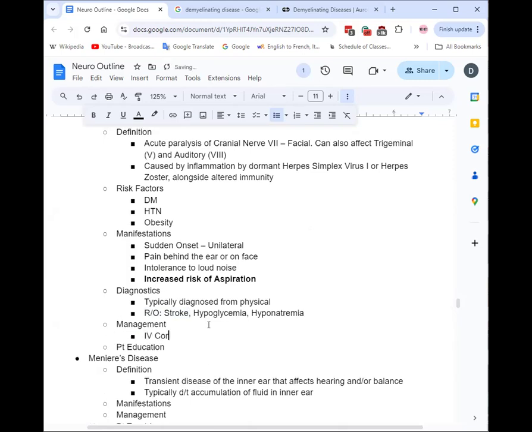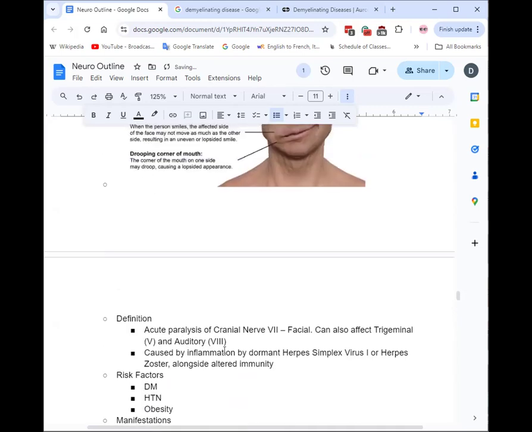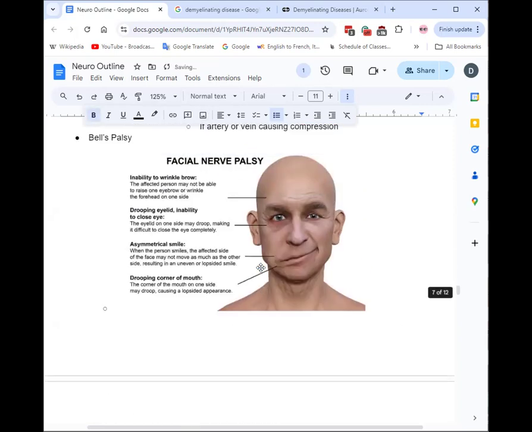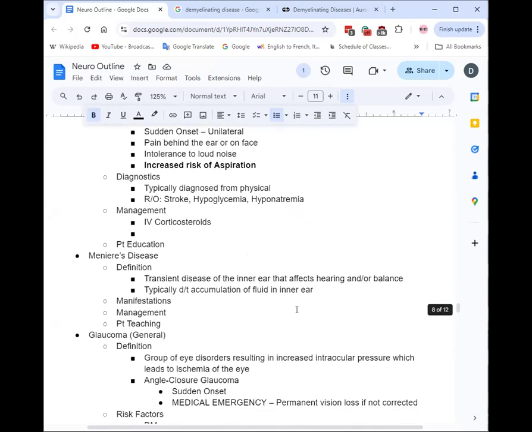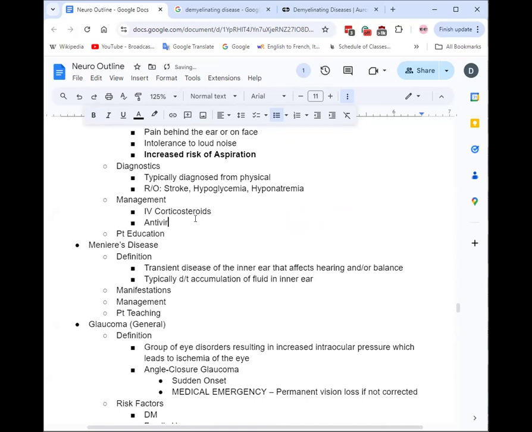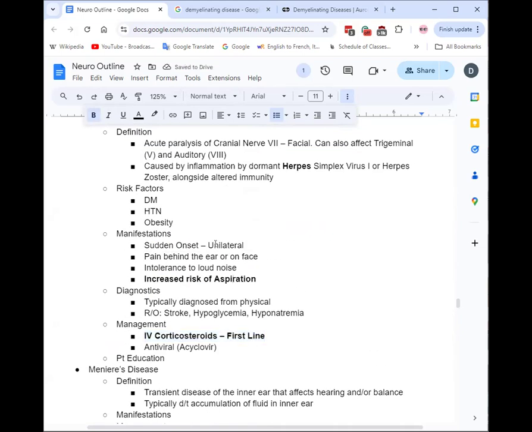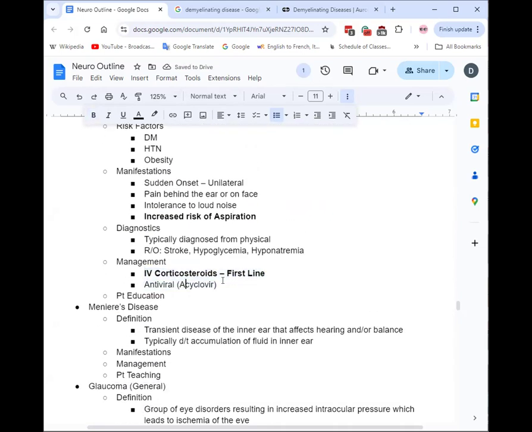Your first line is corticosteroids. Remember, this is caused by a virus, the herpes. Just think about herpes. This guy looks like he has herpes, so just think about it like that. He has that smirk going on. So just remember it like that. Your antivirals, IV corticosteroids. This is your first line. Probably that's what I would focus on. Just focus on aspiration, the pain, antiviral, IV corticosteroid. You're trying to rule things out.